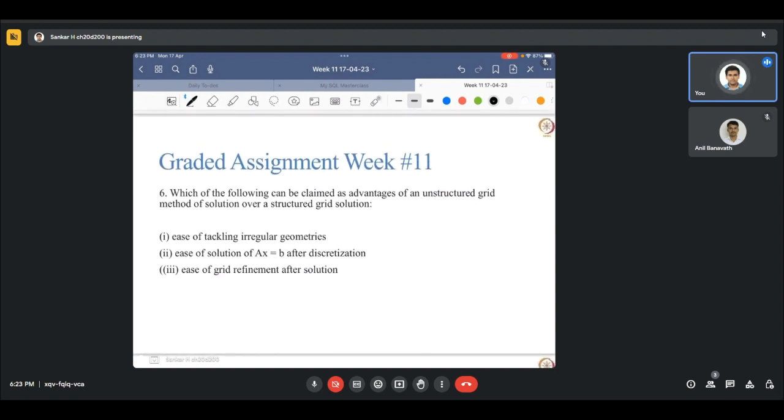Moving on, question number 6. Which of the following can be claimed as an advantage of using an unstructured grid method of solution over a structured grid solution? So what are the advantages of an unstructured grid over a structured grid solution is what is being asked. First, ease of tackling irregular geometries. Second, ease of solution Ax equal to b after discretization. Third one, ease of grid refinement after solution. Now, which of the following do you think is the answer to the question here?